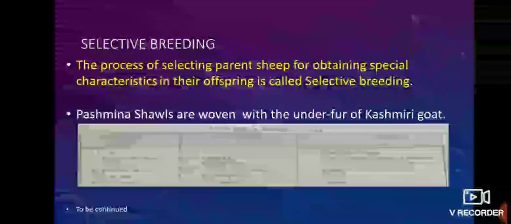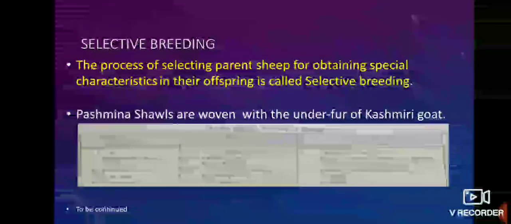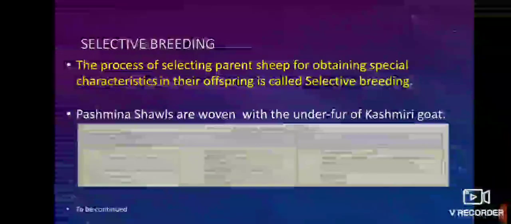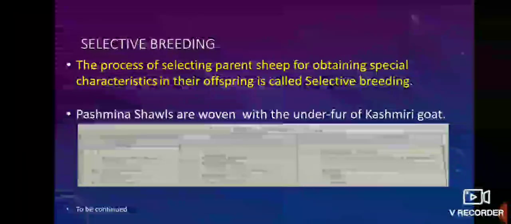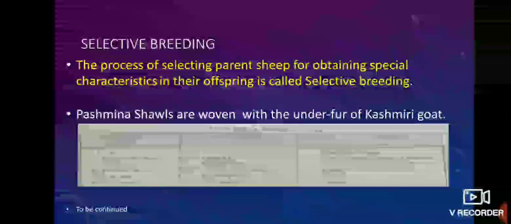At first, the first step is selective breeding. What is selective breeding? The process of selecting parent sheep for obtaining special characteristics in their offspring is called selective breeding.